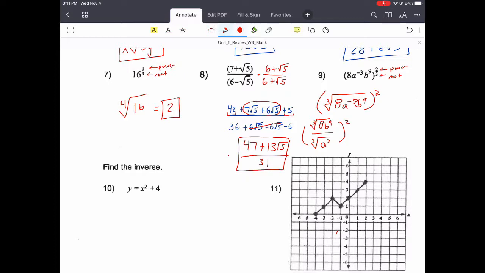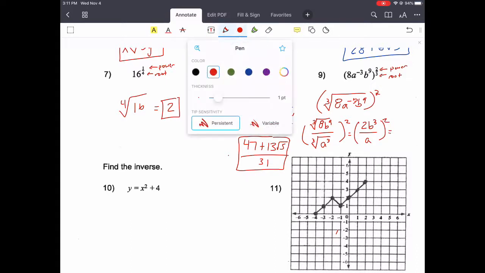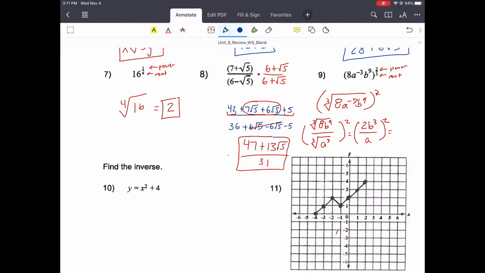So now we can start pulling out our perfect cubes, or cube roots here. So cube root of 8 is 2, cube root of b to the ninth is just b to the third, a to the third cube root is just a, and then we're going to square all of this. And so we can finalize this or simplify it completely out with 2 squared is 4. In this case, we're going to get b to the sixth. And then here we've got a squared.